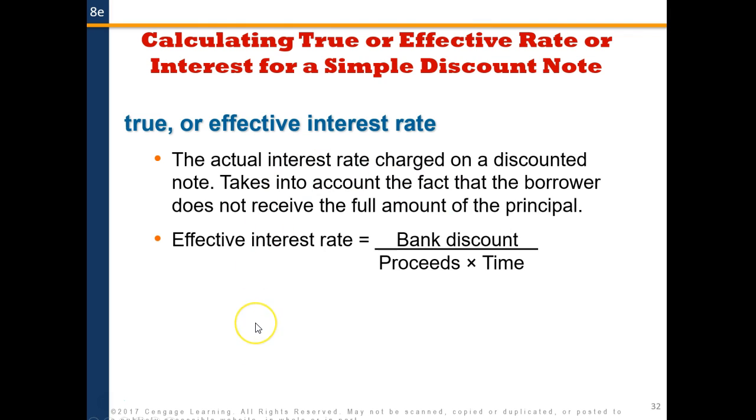This is how we calculate the true or effective interest rate. The true interest rate, or the effective, is the actual interest rate that's charged on a discounted note. It takes into account that the borrower does not receive the full amount of the principal. Okay, the borrower doesn't receive everything that they have requested because the bank is going to take out some money. So the effective interest rate is the bank discount divided by the proceeds times the time.